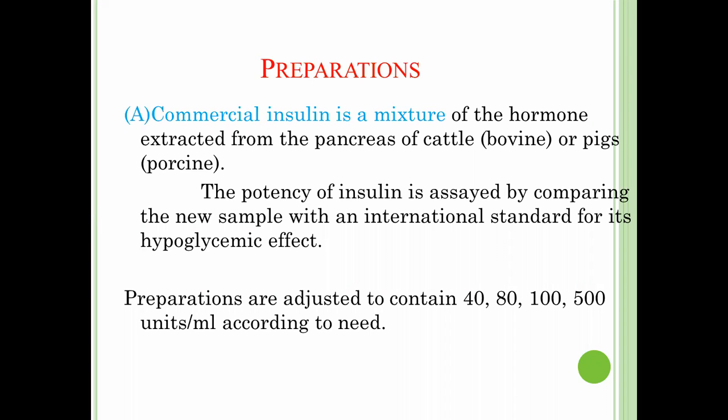The hormone that is useful in a diabetic patient is extracted from the pancreas of cattle, in the form of bovine hormone, which is the same as insulin. So it is known as bovine insulin, and the hormone extracted from pigs is known as porcine insulin. After the hormones are extracted, the preparation is made, which is given to the diabetic patient.